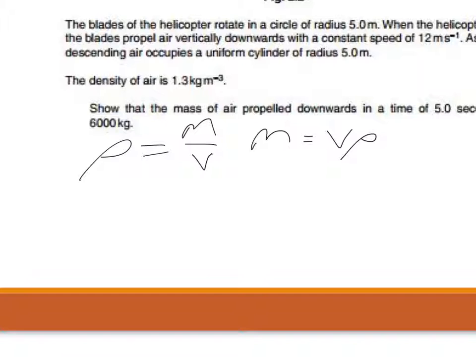So we're modelling it as a cylinder, so the volume will be the surface area of this end times by the length. So the surface area of the end is a circle, so it's pi r squared, r is 5, so pi times 5 squared, and then times its length.